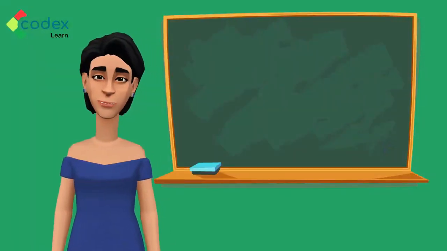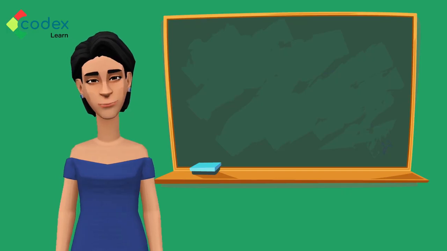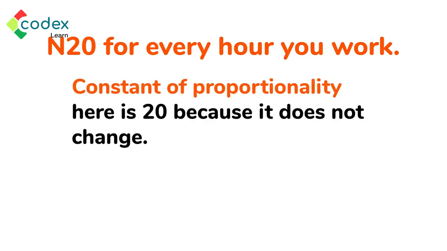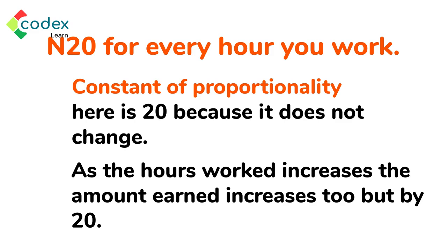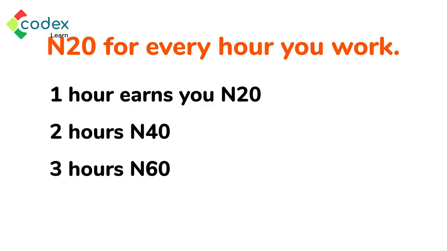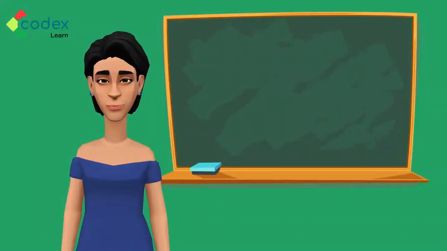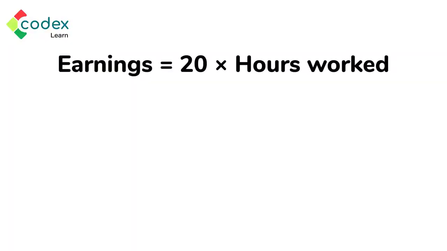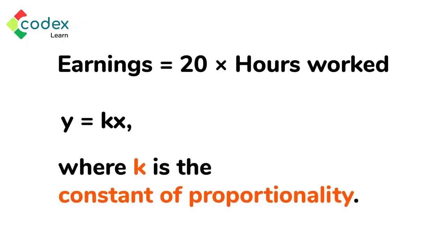In the last example, I talked about money earned in relation to hours worked. So, I began by saying that you are paid 20 naira for every hour you work. Now, the constant of proportionality here is 20 because it does not change. As the hours worked increases, the amount earned increases too, but by 20. That's why 1 hour earns you 20 naira, 2 hours 40 naira, 3 hours earn you 60 naira, 4 hours 80 naira, and so on. So, the simple mathematical equation that explains all this is earnings equals 20 times hours worked. This can also be written as y equals kx, where k is the constant of proportionality.